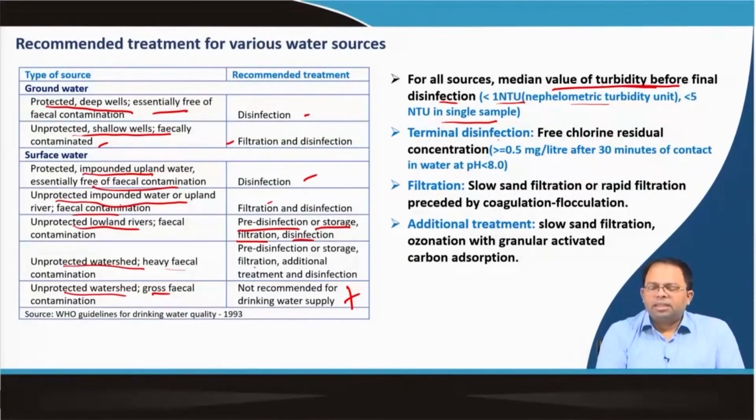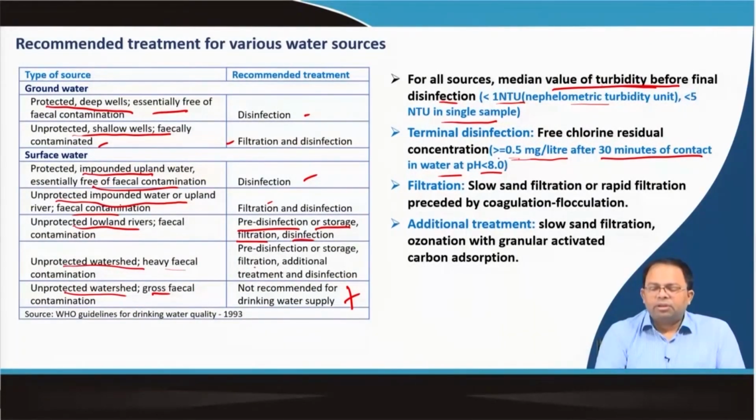Then terminal disinfection, that is, some amount of chlorine has to be given for disinfection and some amount of chlorine has to be left, which is called the residual concentration of chlorine or free chlorine, right. So this value should be greater than 0.5 milligram per liter after 30 minutes of contact in water at pH of less than 8.